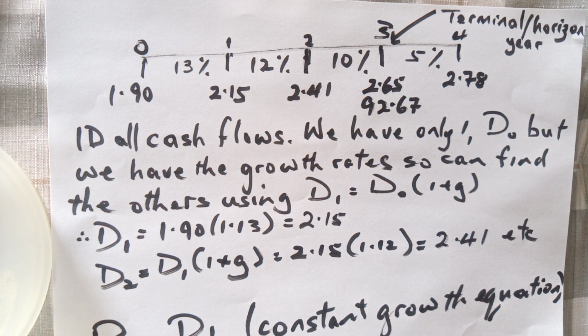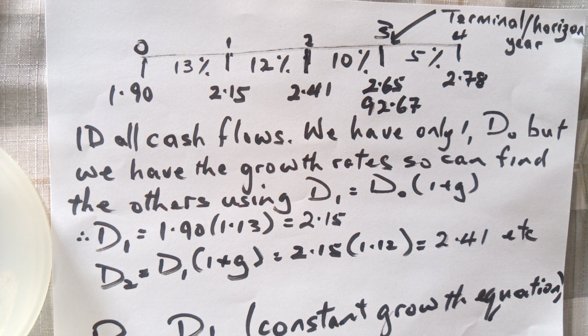Year 3 is a very special year. The years leading up to year 3, you will see the growth rate is uneven each year: 13% in year 1, 12%, and then 10%. Then according to the problem, growth settles down to be 5% after that. Now, how do you identify all cash flows? What is after that? We don't need to know. And as we go by, you will see.